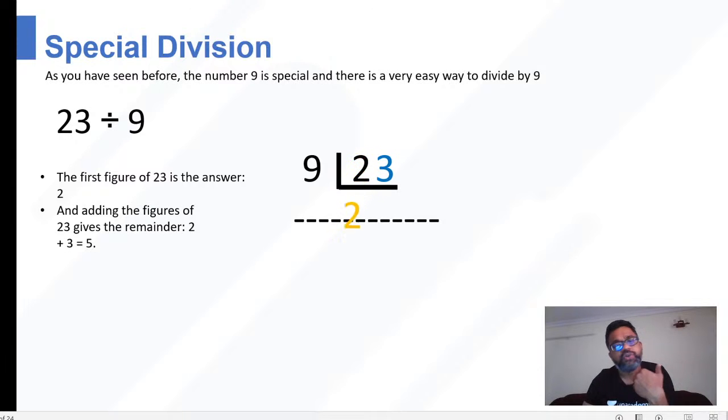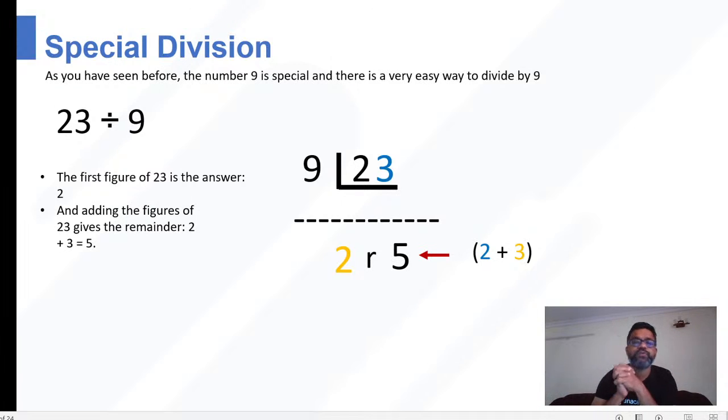Simple problem. The quotient is going to be the first digit of your dividend, that is 2. And what's going to be your remainder? Your remainder will be 5. How did I get 5? I simply add the 2 digits together. That's all. Simple, right? I got it in one single line. 2 remainder 5. Now, how did I get it?